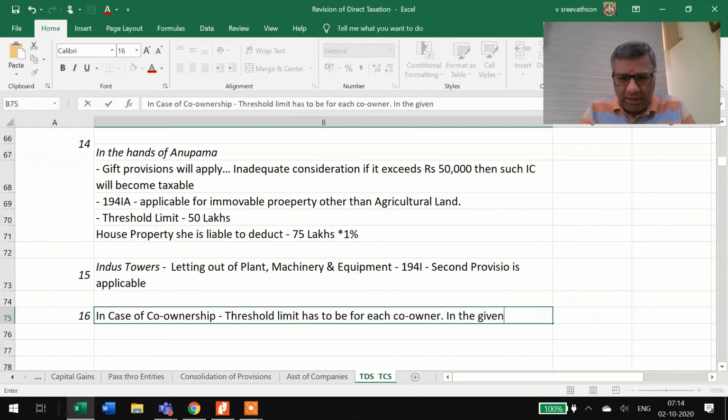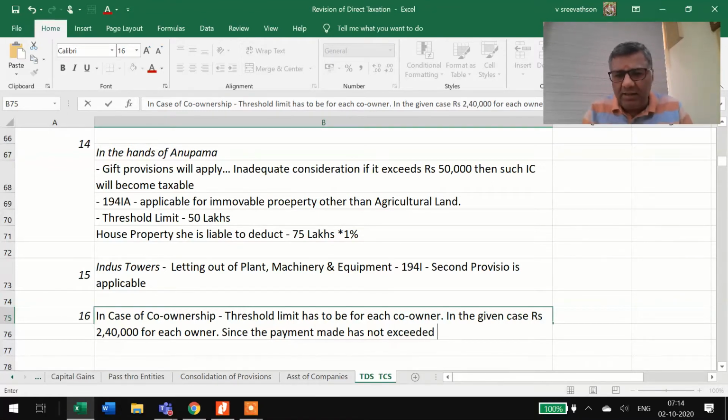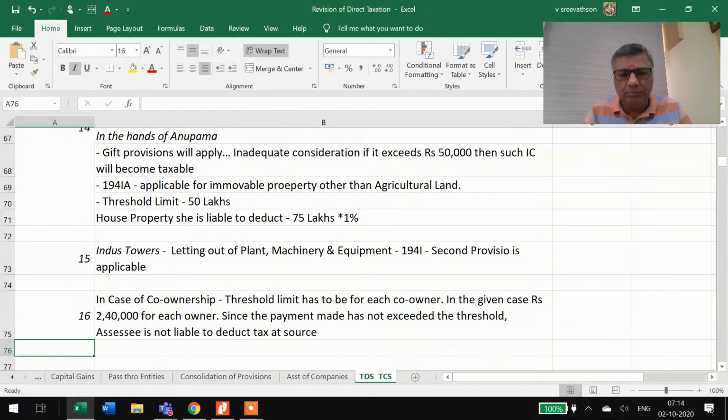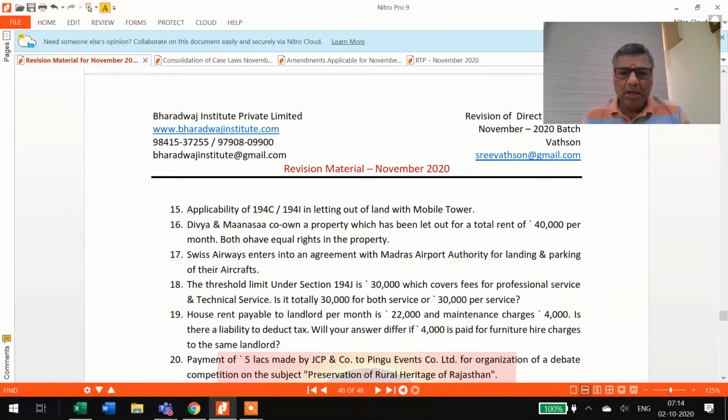In the given case, rupees 2,40,000 for each co-owner, so 20,000 per month. Since the payment made has not exceeded the threshold, the assessee is not liable to deduct tax at source.